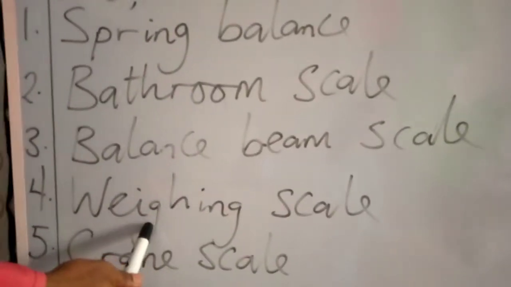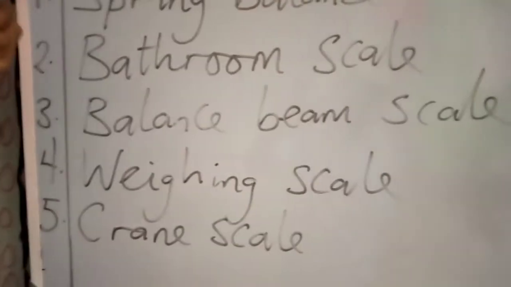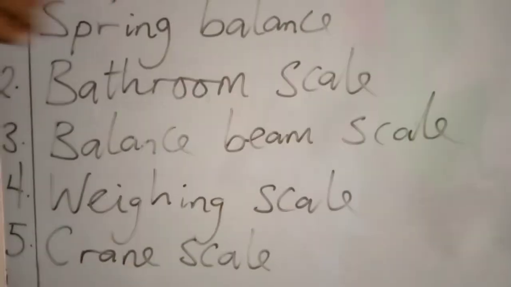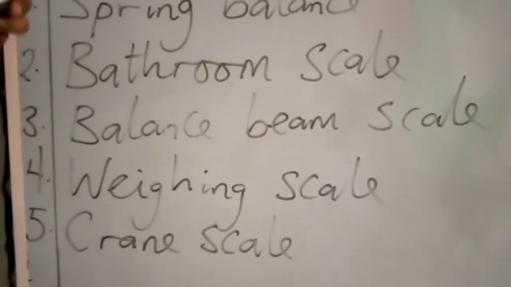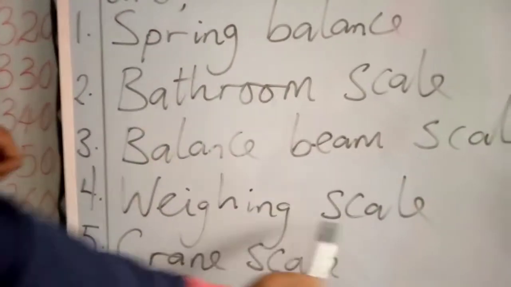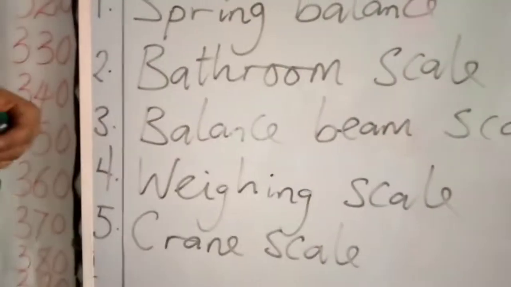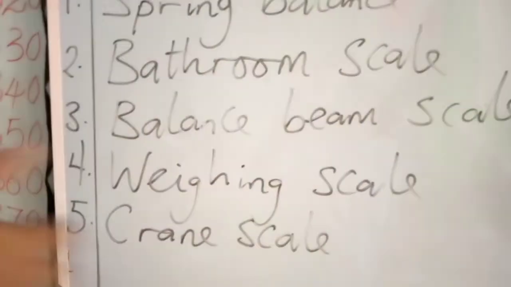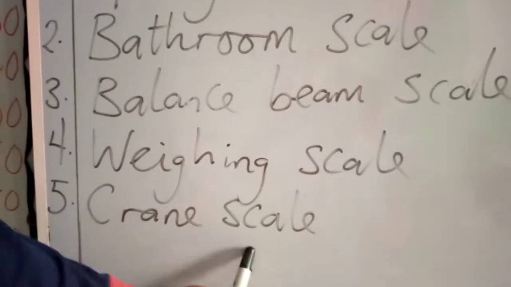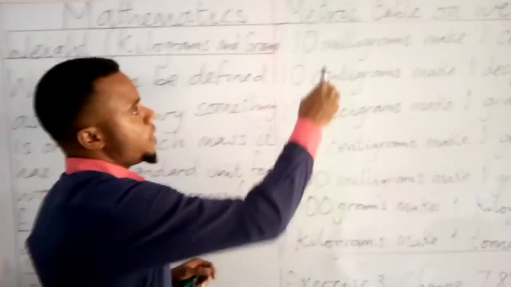Number 4, we have the weighing scale. We use this in markets. When you go to the market, you want to buy some goods, to get the measurement of maybe a kilo of meat or fish, you make use of the weighing scale. Number 5, we have the crane scale, which is used to weigh heavier objects.